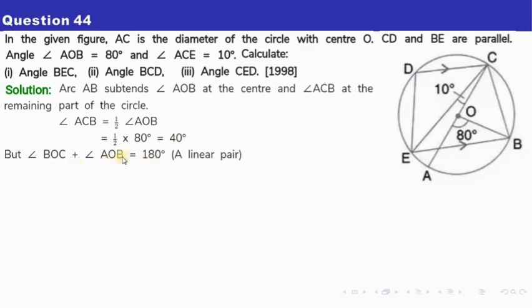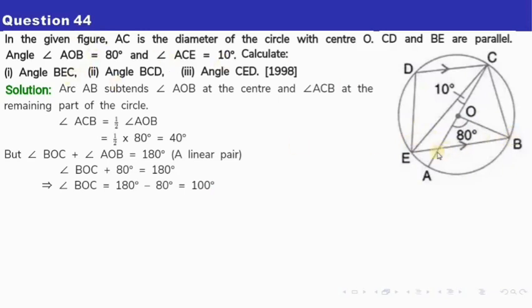Okay, now we have BOC plus AOB equals 180 degree. Why? Because they are a linear pair, all right. So AOB plus BOC will be 180 degree. Okay, so from here we know what is the value of AOB, which is 80. So that's why from here BOC turns out to be, that is this angle turns out to be how much? 100 degree.